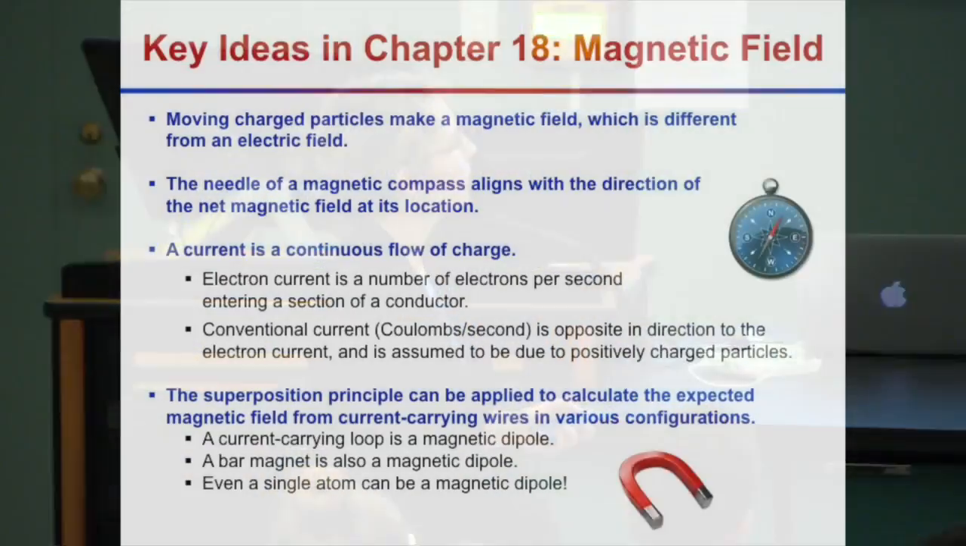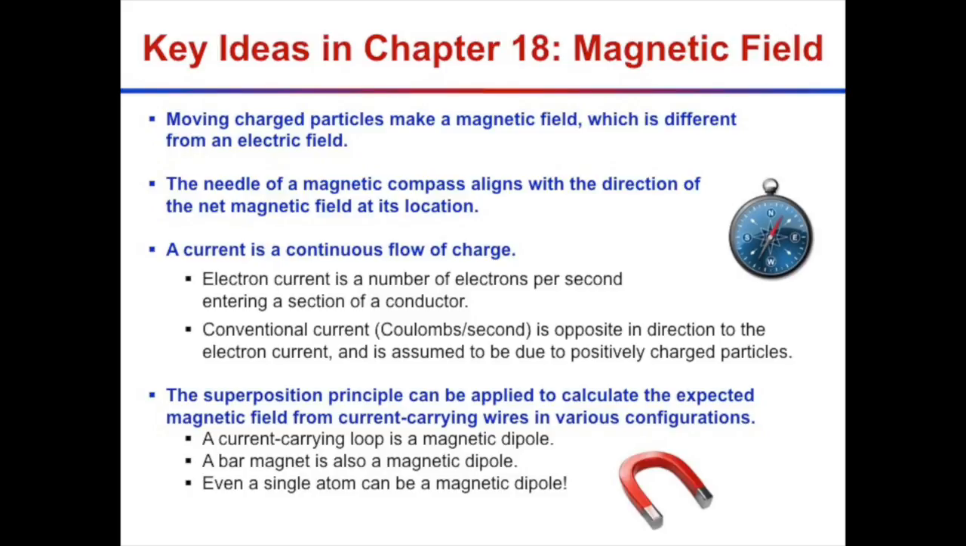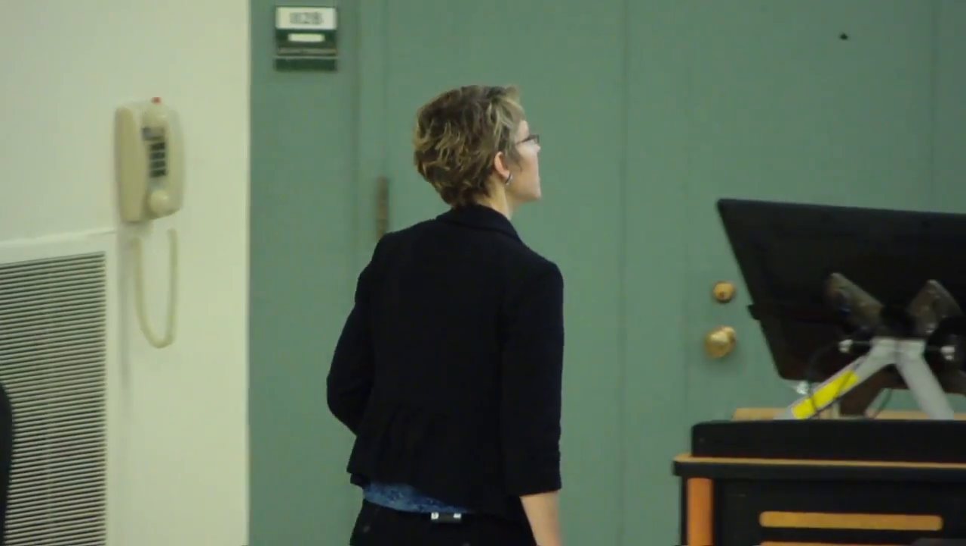A current, we'll define what current is. It's a continuous flow of charge. And we'll see later on in the chapter that we can use the superposition principle to calculate the total magnetic field at any point in space. So what happens when a compass is by itself?